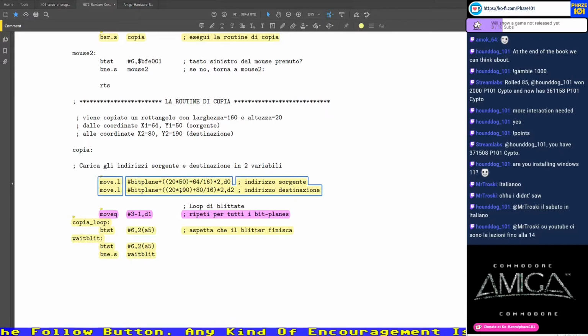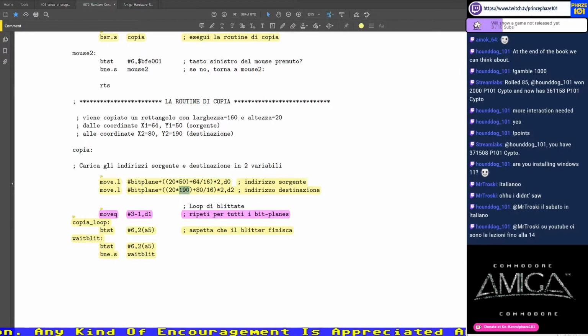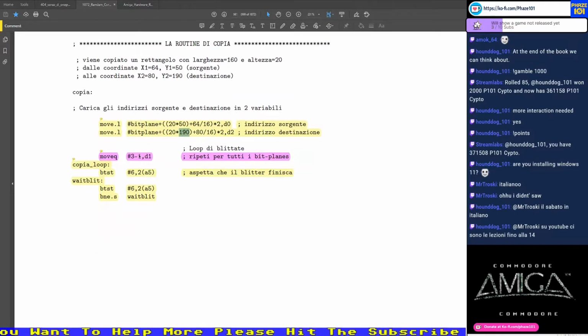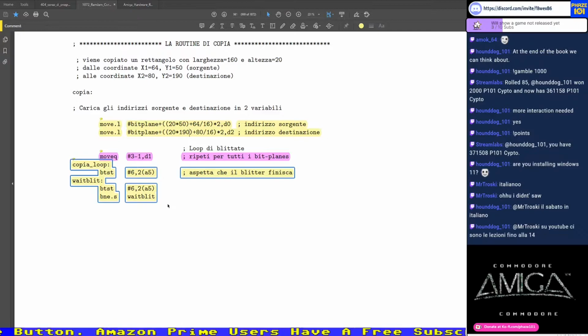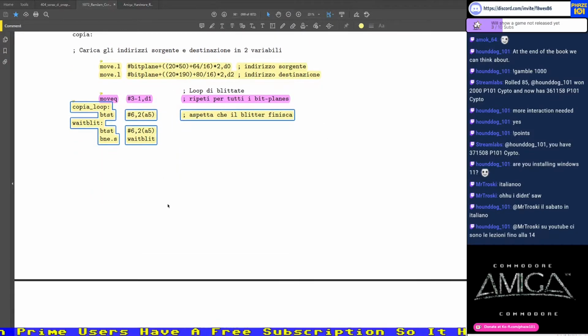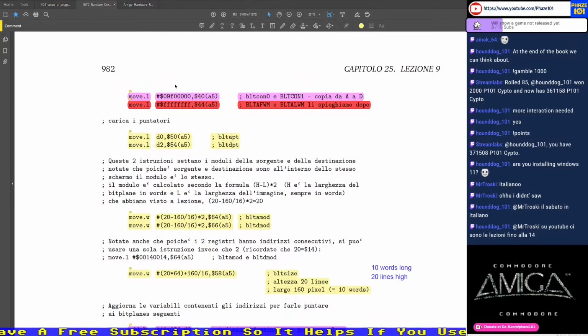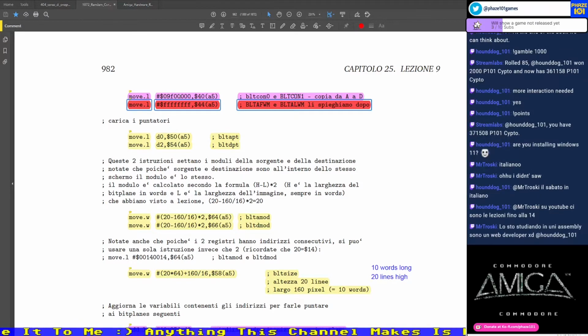The destination is the same formula, but we are moving to line 190 where Commodore is. So we are copying from the top to the bottom of the screen. Here we have 3 bit planes, but since we start from 0, we do -1. Here we make sure that the Blitter is available to us and it's not doing anything else. Then we initialize BlitCon 0 and BlitCon 1.